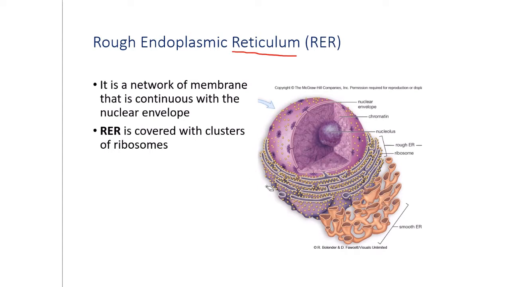Okay, so you can see there are two types of ER here. The rough ER has ribosomes on it, and the smooth ER does not. In fact, the rough ER, as we mentioned in the previous video, is a continuous membrane with the nuclear envelope. It's physically connected to the nuclear envelope.